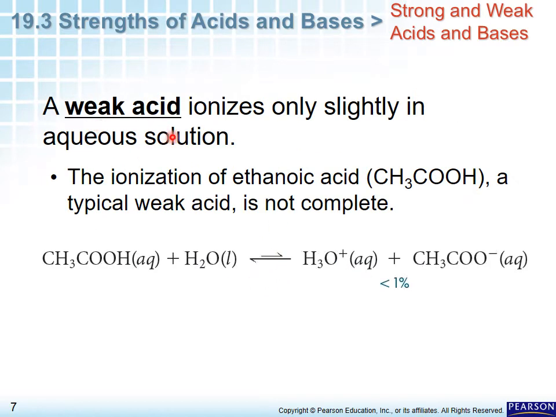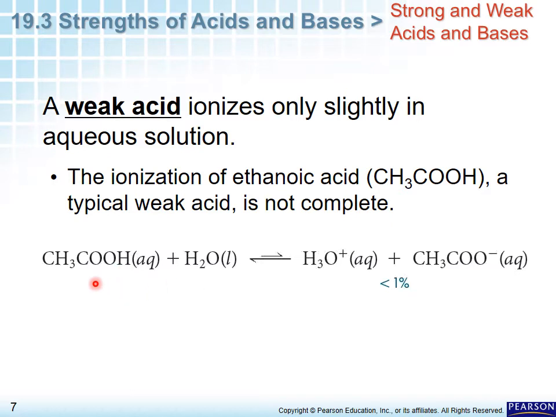Now, a weak acid ionizes only slightly in aqueous solution. The ionization of ethanoic acid, a typical weak acid, is not complete. You can see here CH3COOH, ethanoic acid, also called acetic acid. When mixed in the water, it gives only this hydrogen. The one means monoprotic, because only one hydrogen it gives here.